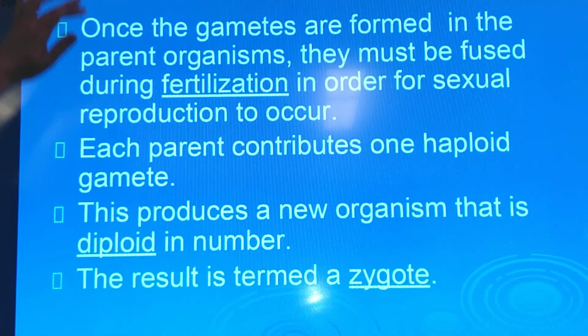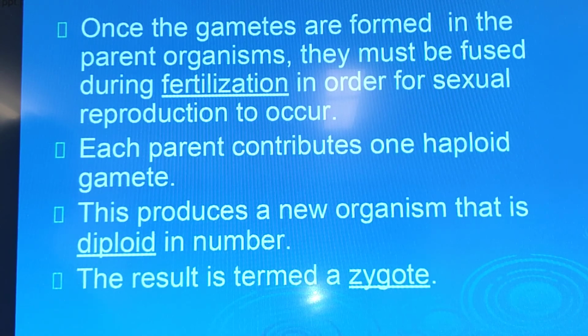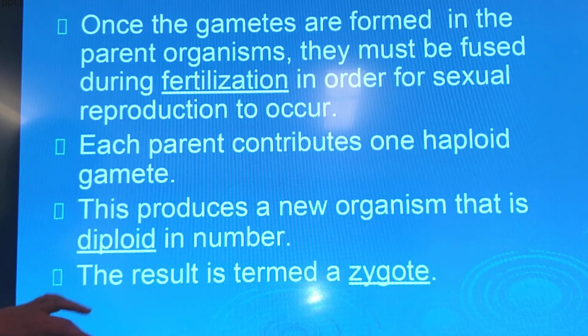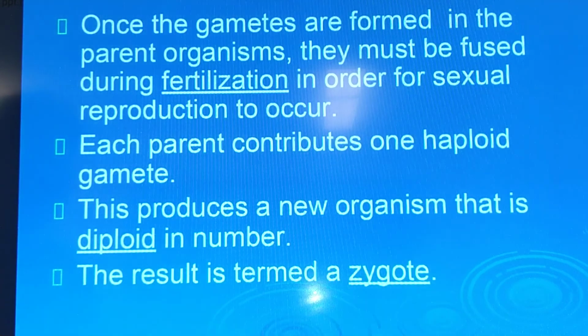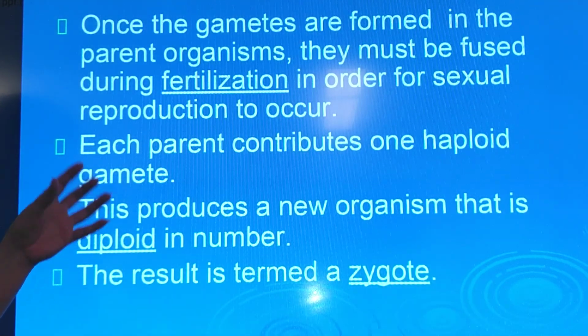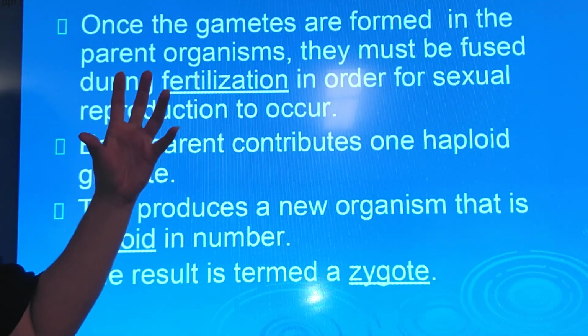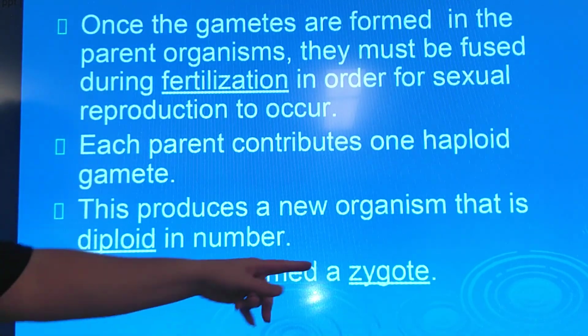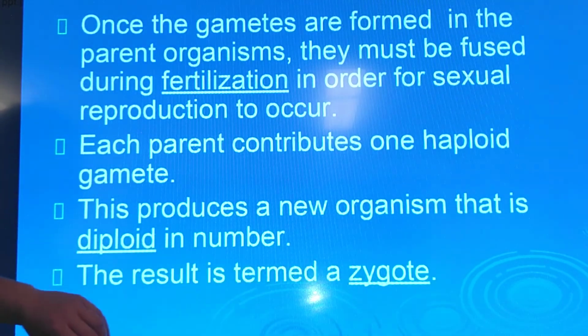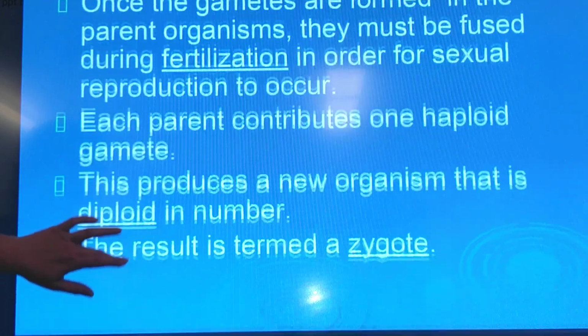Once the gametes are formed in the parent organisms, they must be fused during fertilization in order for sexual reproduction to occur. Each parent contributes 1 haploid gamete. This produces a new organism that is diploid in number, and the result is termed a zygote. So once the egg is fertilized by the sperm cell, it's once again diploid. 23 from mom, 23 from dad come together and it makes what's called a zygote. That moment of fertilization is when it goes back to the full chromosome number.